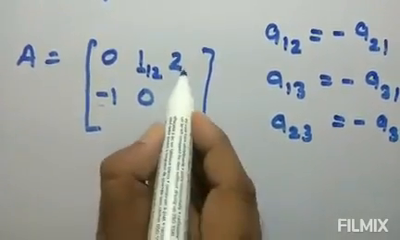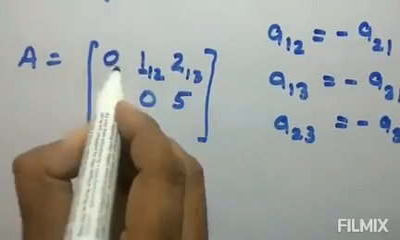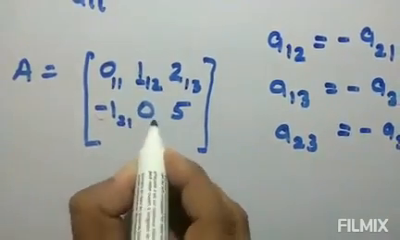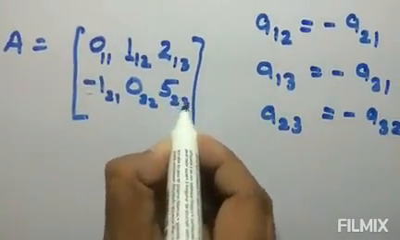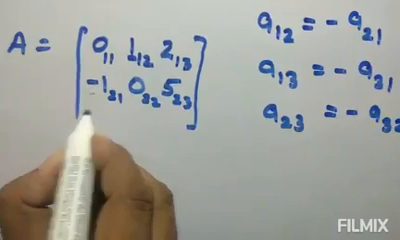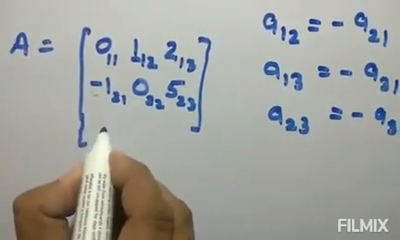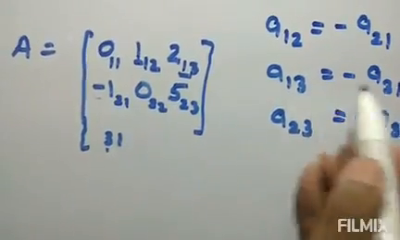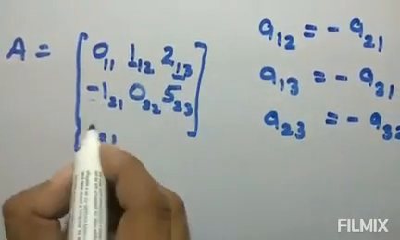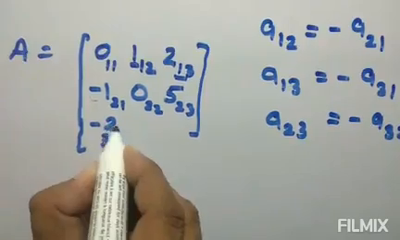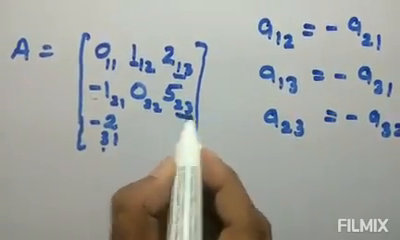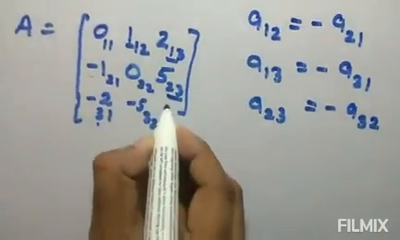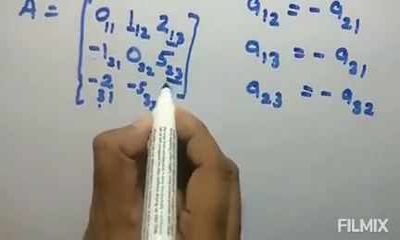So here it is a13. This one a11, this one a21, a22 and a23. And here a31. It means a13 and a31 both are equal but in opposite sign. Suppose here this one a23 and a32 means minus 5, and this one is the main diagonal, it is 0.